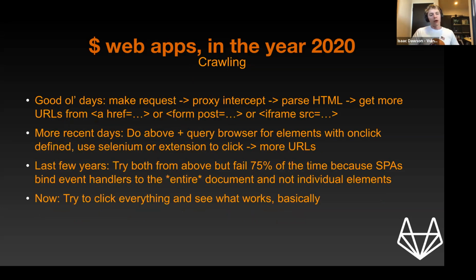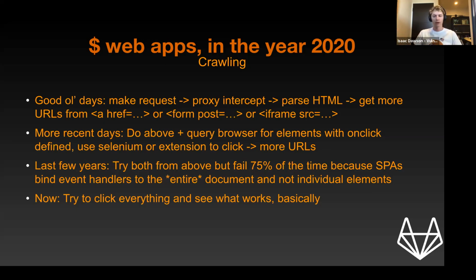So the way that crawling, I've briefly already touched on this, but the way that crawling used to work was you would make a request, you'd intercept it, you'd parse the HTML, you'd pull out the URLs, and then you'd add that to a queue, and you would just continue on. Then we started to get into the AJAX revolution, or XML HTTP requests, where you do the same thing as above, but now you have a browser that you're interfacing with to look for elements with onclick or onpost or other events that would be used to elicit responses and requests for a particular website.